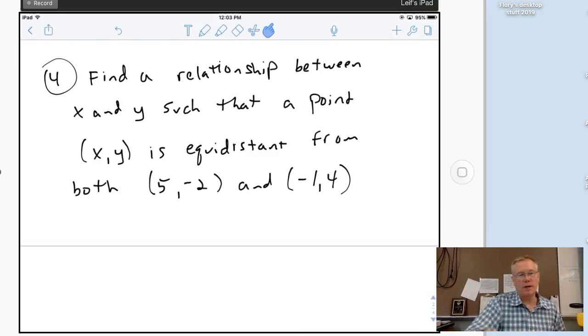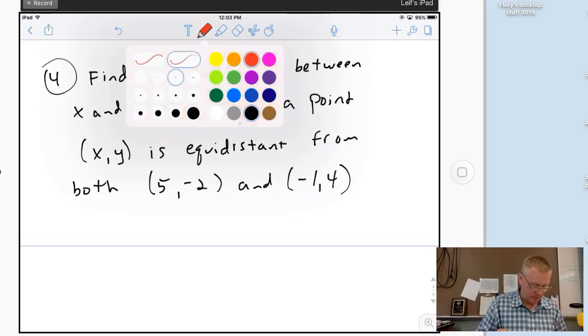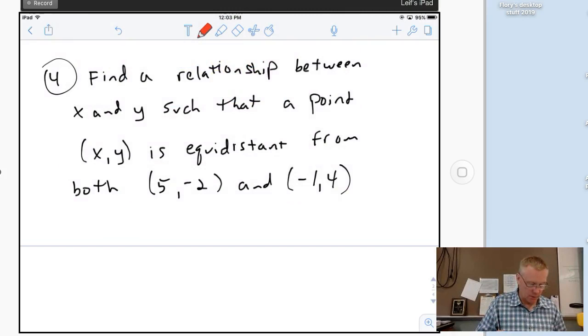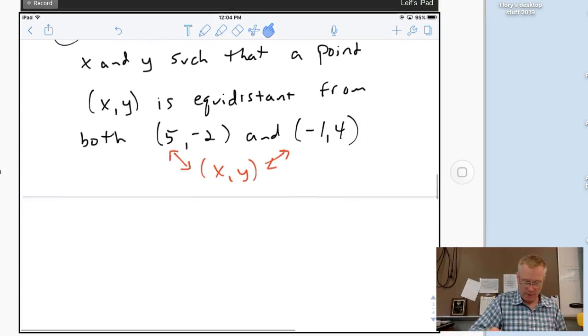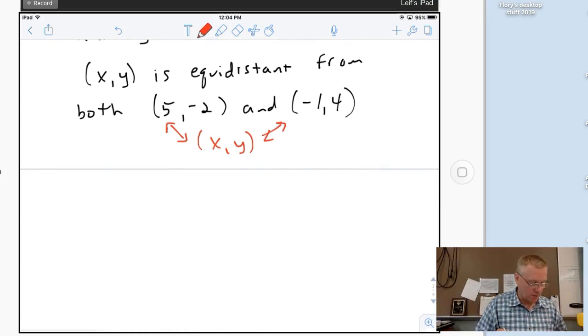Find the relationship between x and y such that a point (x, y) is equidistant from (5, -2) and from (-1, 4). All right, so I need a point that is equidistant, which means it's going to be (x, y). And I need something where the distance between these two is the same as the distance between these two, which means I'm going to use the distance formula, okay?